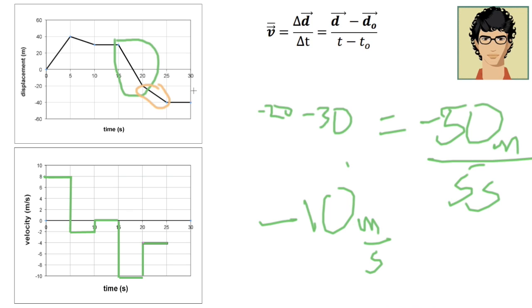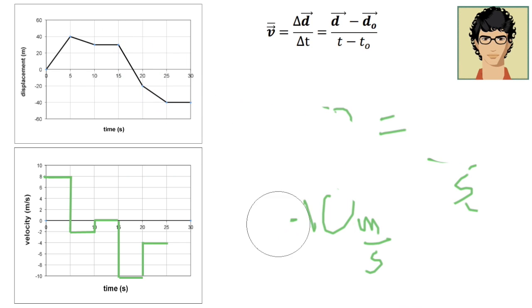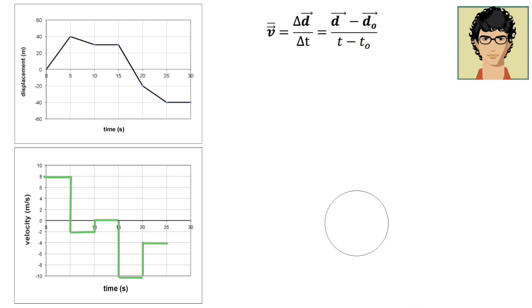We also have a flat slope over here. Let's clean up a little bit so you can see exactly what that is. Over here we see that this is a flat slope, therefore 0 meters per second. And this is the final graph. This is what it should look like.